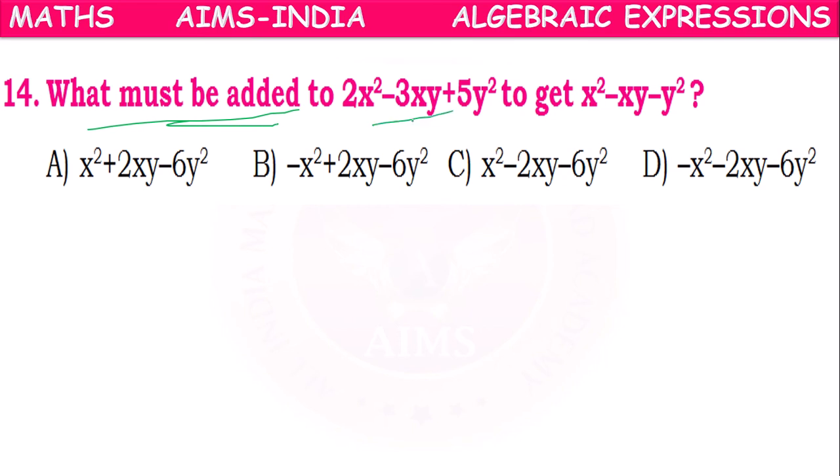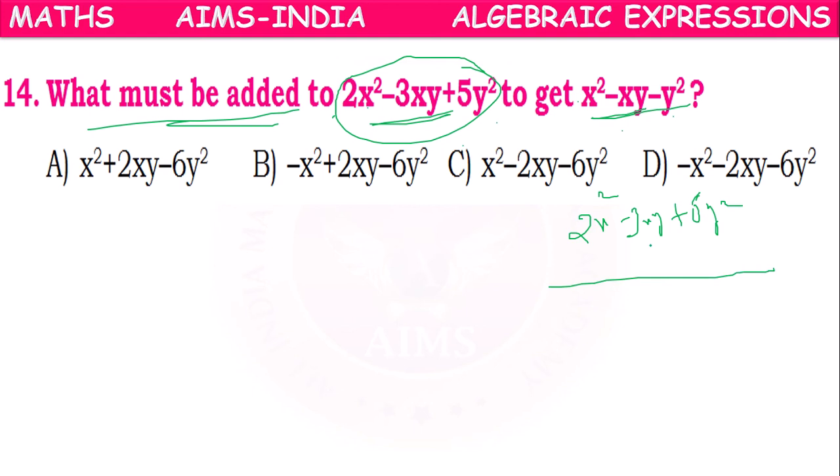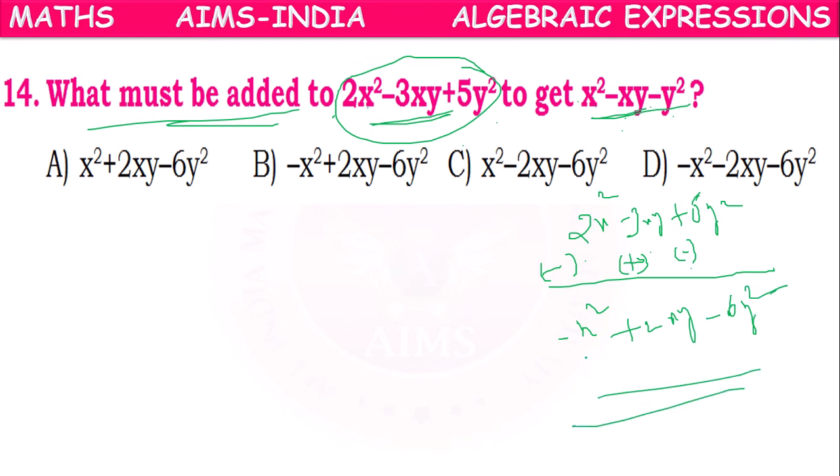Next, what must be added to this to get this? So, this is to be subtracted from this. Subtracted means, we will write x square downside 2x square, xy downside minus 3xy, and minus y square downside we can write plus y square. But from this, this is to be subtracted, so all symbols will change. It will become minus, it will become plus, it will become minus. Plus x square minus 2x square will become minus x square. Minus xy plus 3xy will become plus 2xy. Minus y square minus 5y square will become minus 6y square. So, minus x square plus 2xy minus 6y square. Option B is correct.